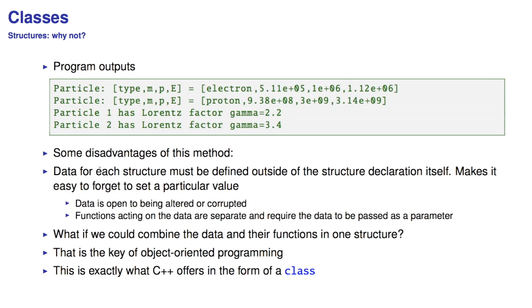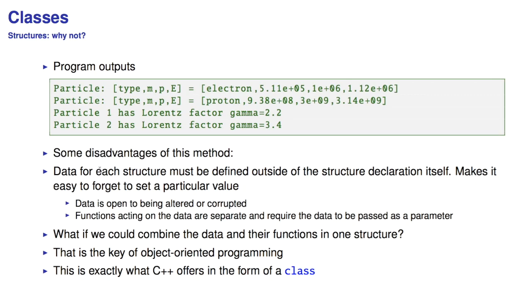So the data is open to being altered or corrupted because I can access it in any part of the program and I could do something stupid. Functions acting on the data, so those were my verbs, are separate and require the data to be passed as a parameter. Neither of those are totally attractive and actually make code much more error prone, and errors are the bane of every programmer's life. So what if we could combine the data and their functions in one structure?